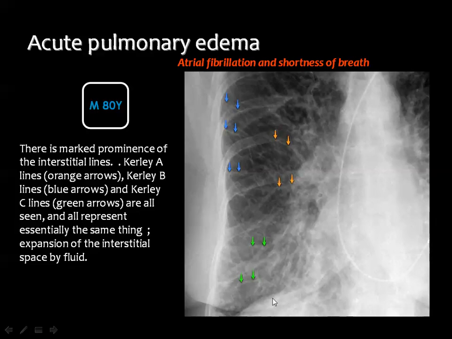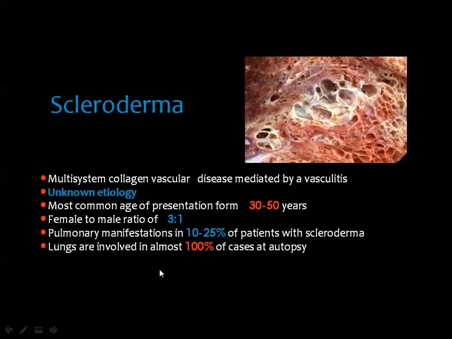Kerley line. And here is an acute pulmonary interstitial edema showing the previously mentioned lines. These are the C Kerley lines, and this is the A Kerley line, and these are the B Kerley lines.